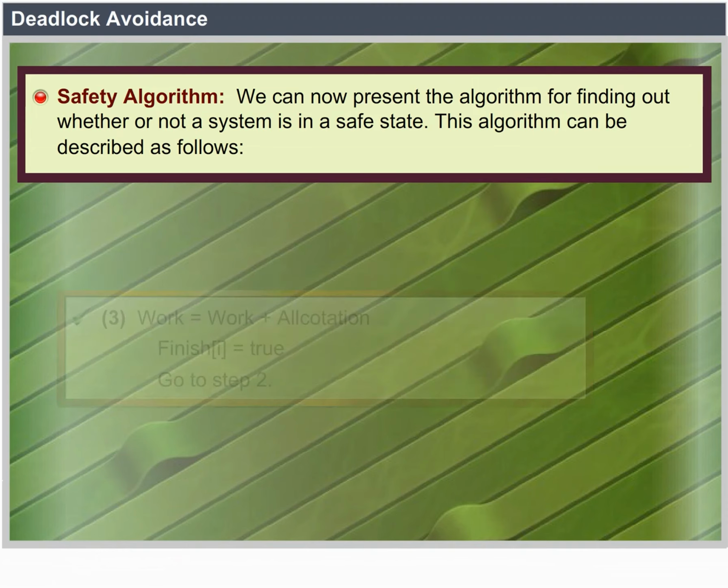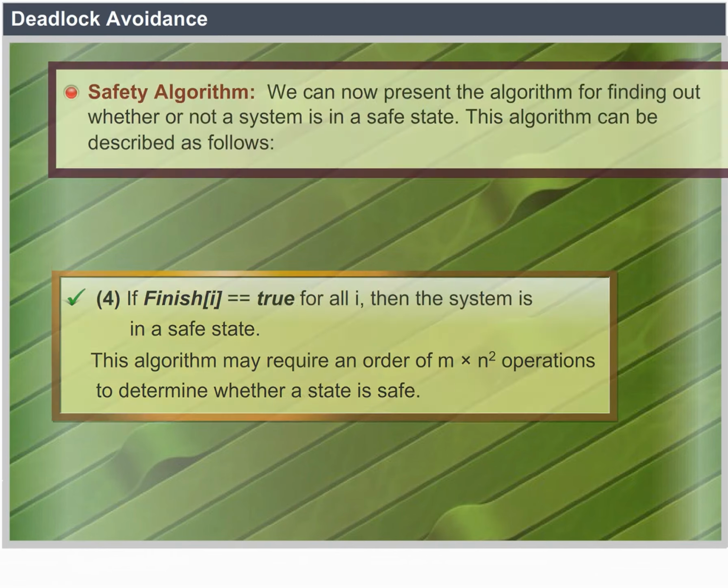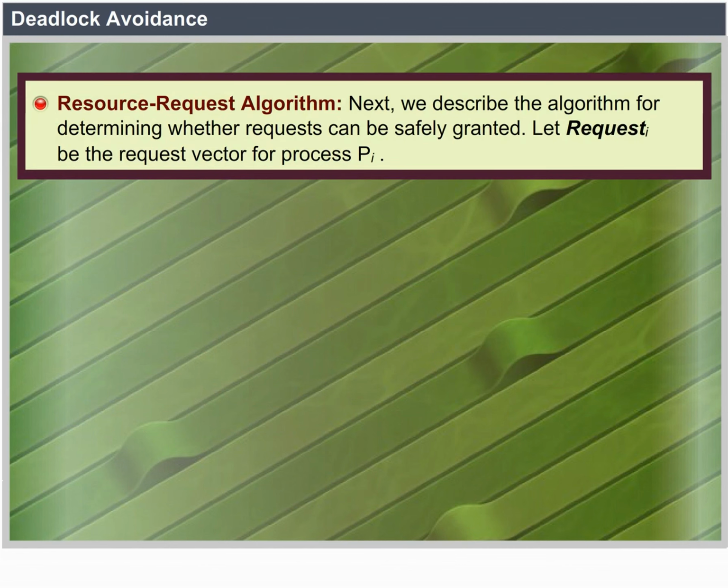If finish[i] is equal to true for all i, then the system is in a safe state. This algorithm may require an order of m times n to the power of 2 operations to determine whether a state is safe. Resource request algorithm. Next, we describe the algorithm for determining whether requests can be safely granted.